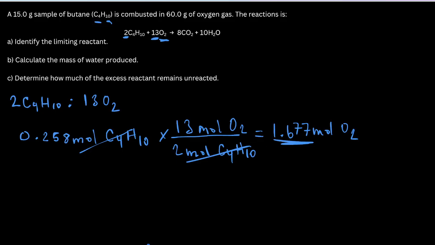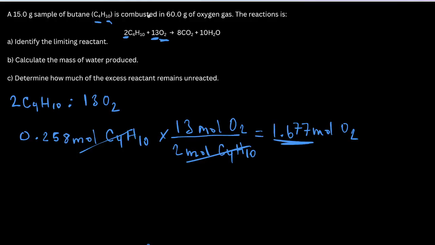And that means that this butane is actually going to be our limiting reactant. So I hope that makes sense. Just to reiterate, we calculated the number of moles of each of our reactants. Now, using this mole ratio that we can get from our balanced chemical equation, we figure out exactly how much oxygen we needed given the amount of moles of butane we have in order to complete this reaction. And we find that we need this number, 1.677.